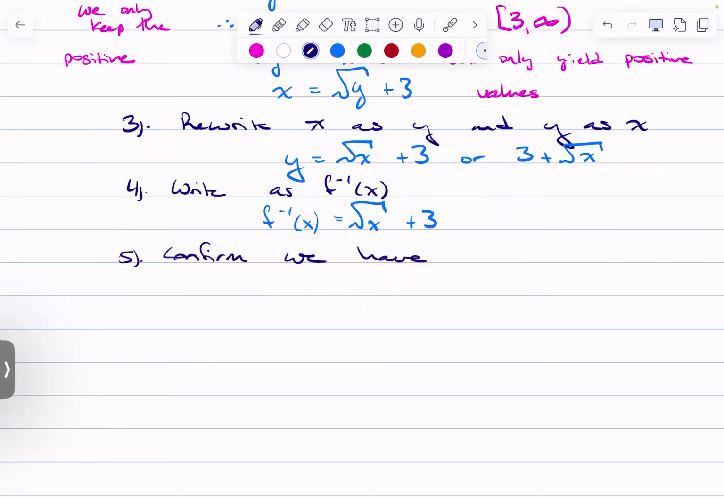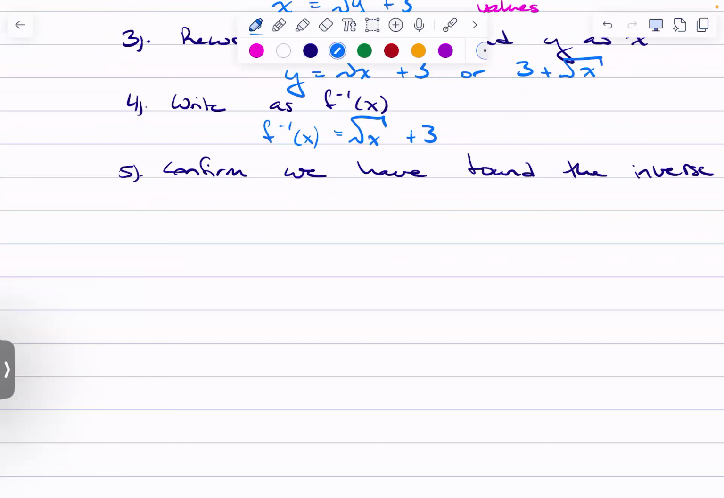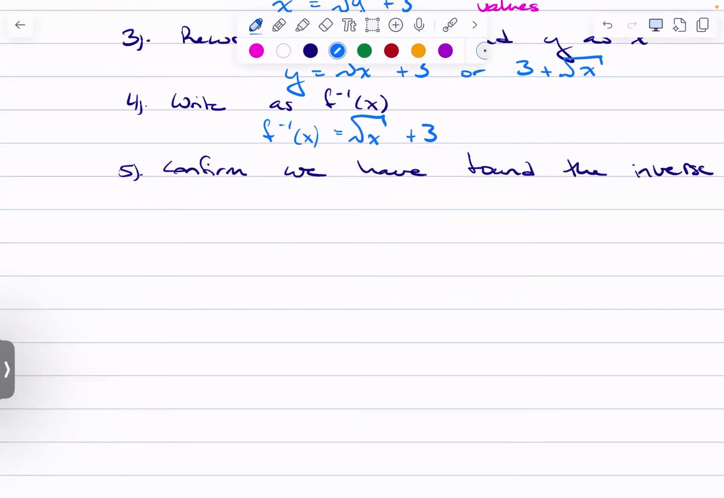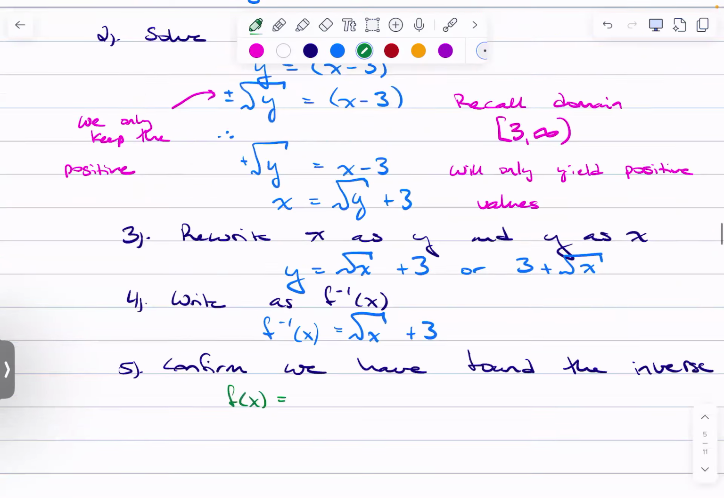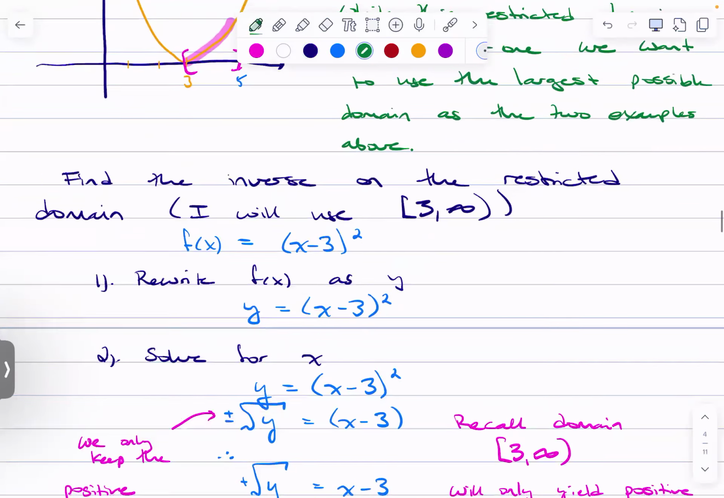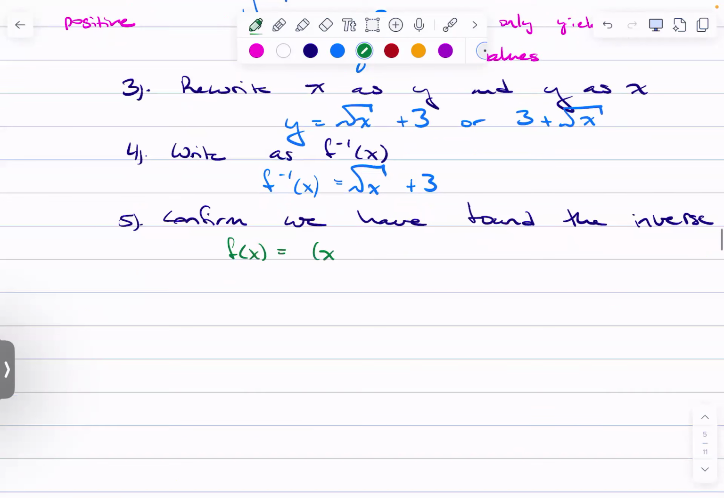Confirm we have found the inverse. We do the same thing, our function compositions, right? F composed with the inverse has to be x, and the inverse composed with f has to be x. And so first I like to remind myself what my functions are. F of x was x minus 3 squared. And the inverse of f of x is the root of x plus 3.